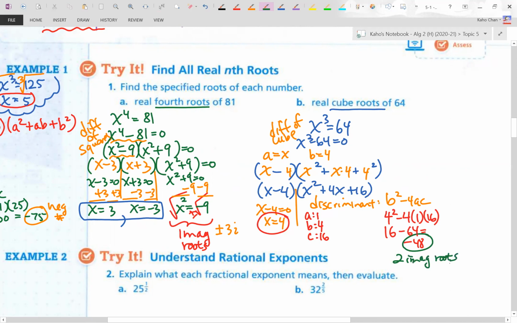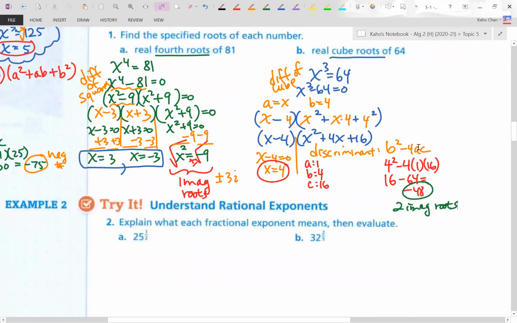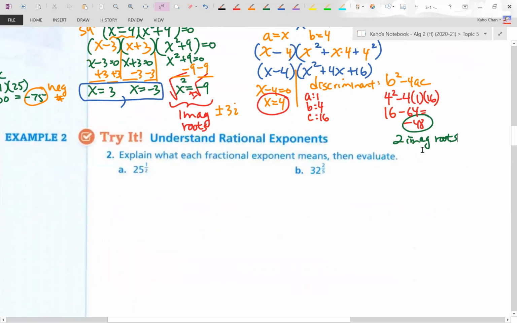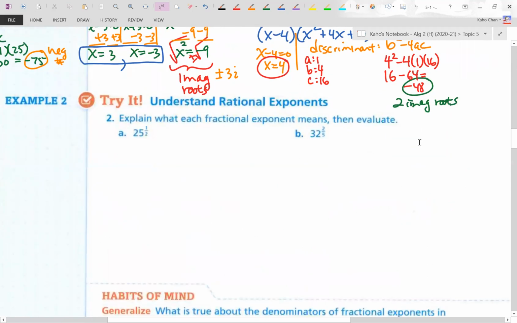Because your discriminant's negative and you can't take the square root of a negative number as part of the quadratic formula that we've done before in Algebra 1. All right. Any questions about example 1? That's kind of hefty. Let's go to example 2.